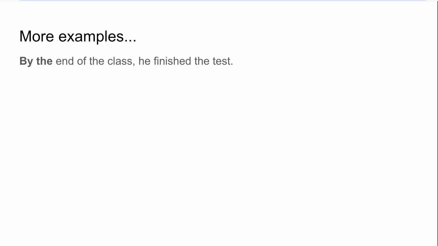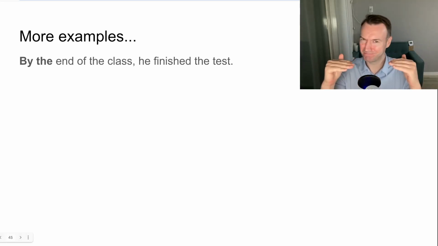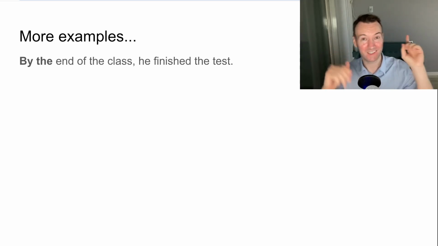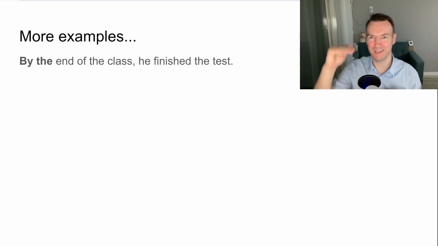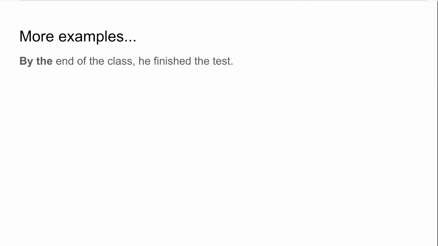So, "By the end of the class, he finished the test." This is a good example where the exact timing is not very clear. Did it happen at the same time? Like the end of class, the bell rings and he finished at the same time. So this is a good example where we need past perfect to show us the time order. So have a look at the sentence and think, what happened first and where should we put the past perfect?